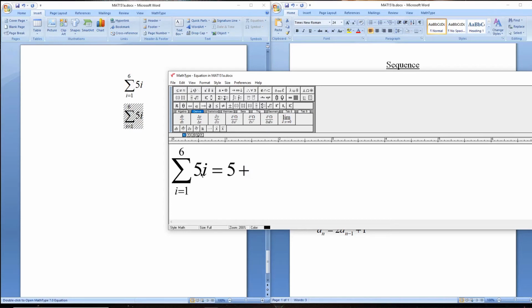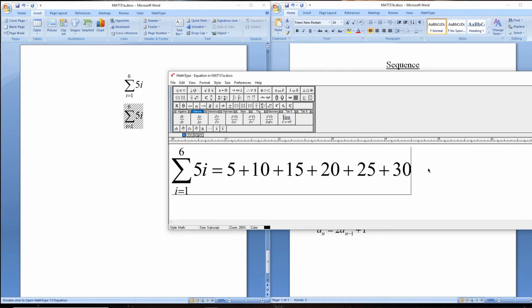Now i equals 2. Our second number is 10. Now i equals 3. So our third number is 15. Now i equals 4. So our fourth number is 20. Now i equals 5. So our fifth number is 25. And then i equals 6. Our sixth number is 30. And now that we've reached the top number of the summation, we are now done.